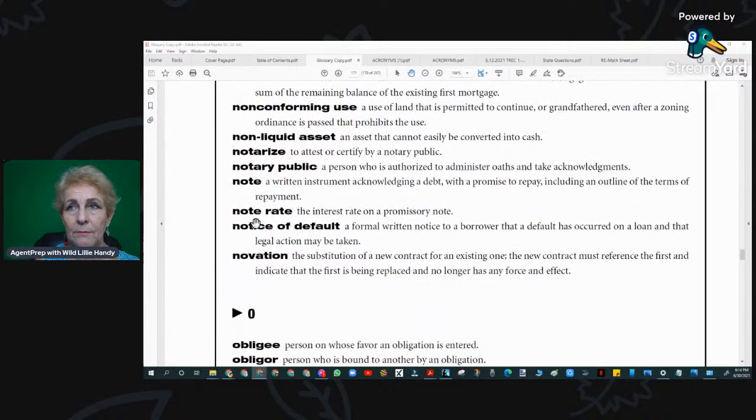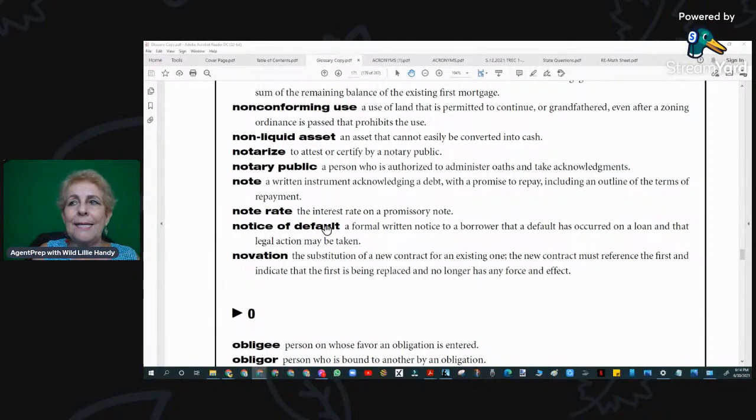Note, not that you're writing a note, but it is a note that we write. It's acknowledging a debt. Like in the old days, we would say, I promise to pay you, and you could write it on a piece of paper and both of you sign it. Well, now that promissory note is similar. It's not recorded. And so it's a written instrument acknowledging a debt with a promise to pay, including an outline of the terms of repayment. Again, promissory notes are not recorded, okay? The warranty deed and the mortgage are.